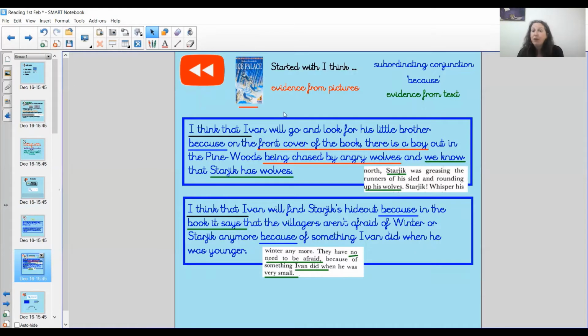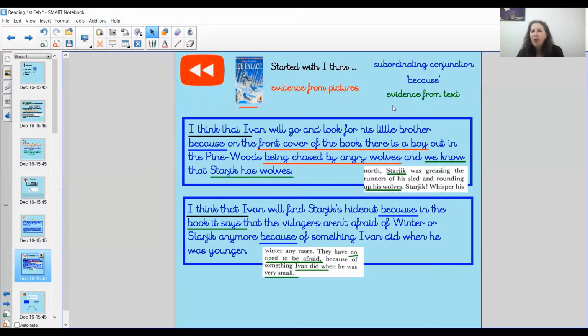So, for example, on the first one, it says, because on the front cover of the book, we're using the evidence from the picture. Okay. And then it says, we know that Stargic has wolves. So we are using evidence from the text to support our thinking. And we do know that he has wolves because in the text it did say Stargic was greasing the runners on his sled and rounding up his wolves. So we know that he has wolves. Okay. So we can use evidence from the text and evidence from pictures.